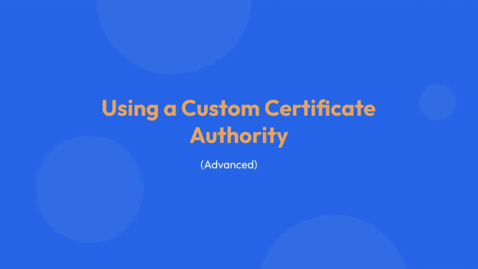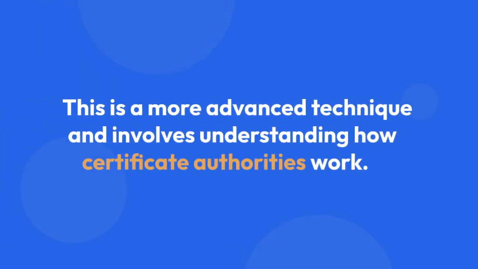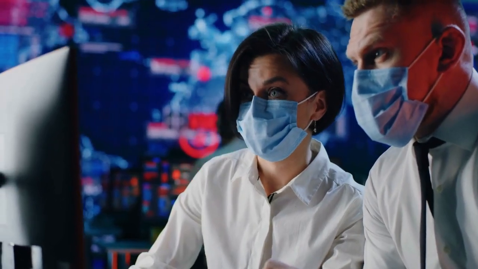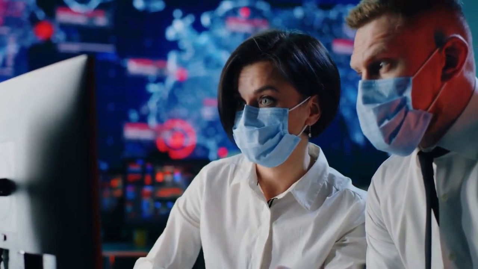4. Using a custom certificate authority, advanced. If you are dealing with a self-signed certificate or a certificate from a private CA, you need to add that CA's certificate to your system's trusted certificates. This is a more advanced technique and involves understanding how certificate authorities work. You would usually install the root CA cert into your system's trust store.